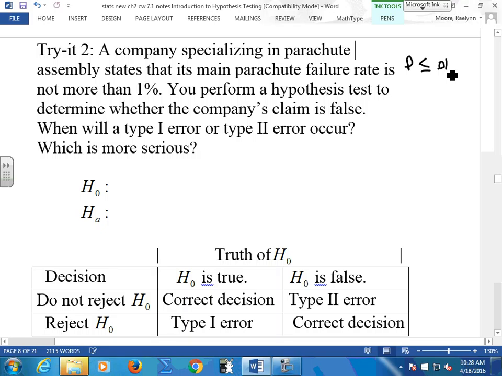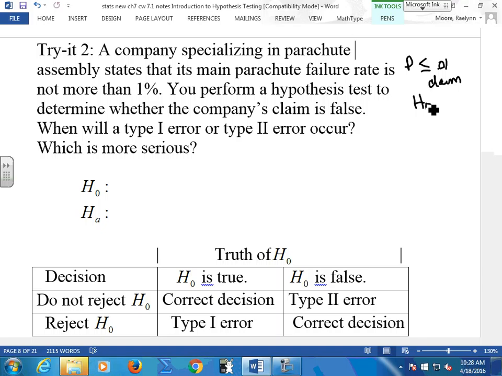Less than or equal to 1%. This is his claim. Is this his H0 or HA? H0, because it's got an equal sign. This is the guy that I'm testing. Now, you perform a hypothesis test to see if this is true or false.